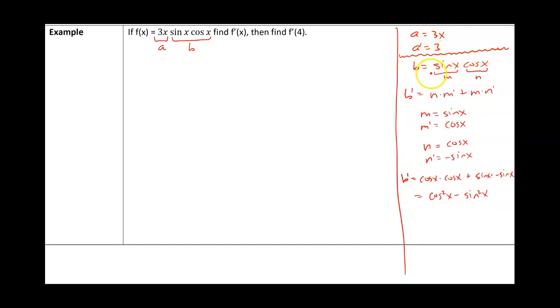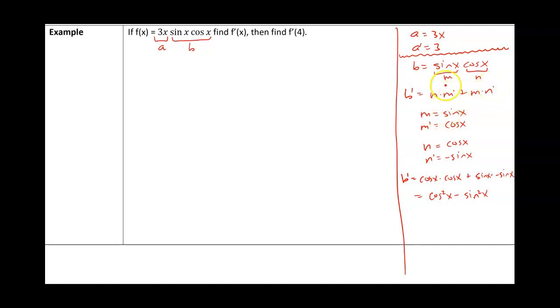Now b is sin of x times cos x. So when we take b prime, we have to do the product rule again, because think of b as a separate function. Okay, don't think of b as part of this original one. B is a separate term, sin x cos x, but that's still a product rule because these 2 terms are being multiplied. So we have to do like a subproduct rule. So the first term we're going to call m, the second term we're going to call n. So according to the product rule, it's going to be n times m prime plus m times n prime.